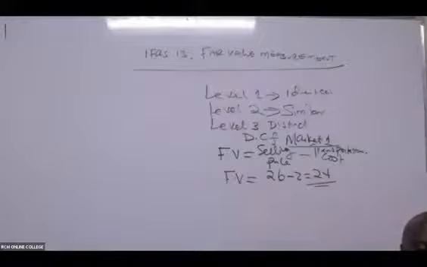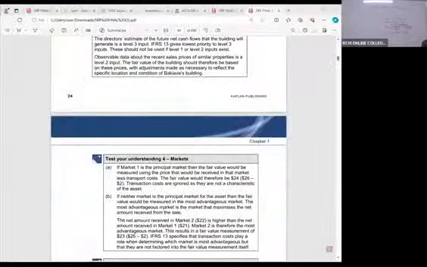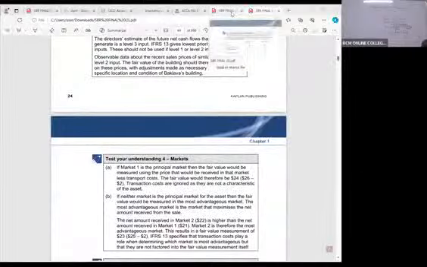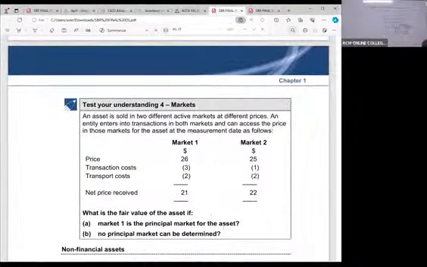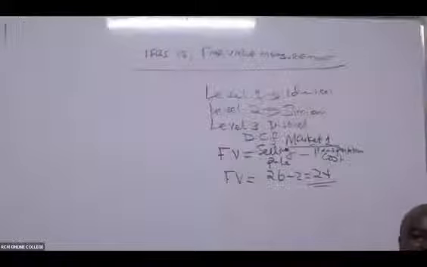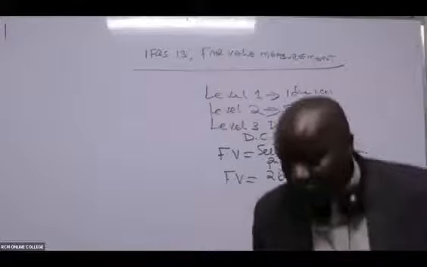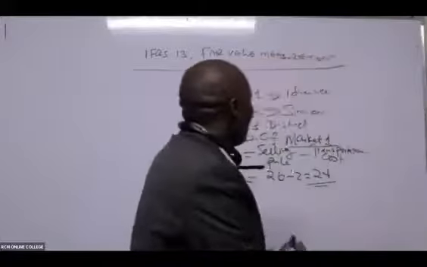Then look at the second question here. In this case, no principal market can be determined. So if there is no principal market which can be determined, we shall always go to the second scenario where we ask ourselves, between the markets given, which is the most advantageous? How do we get the most advantageous market?